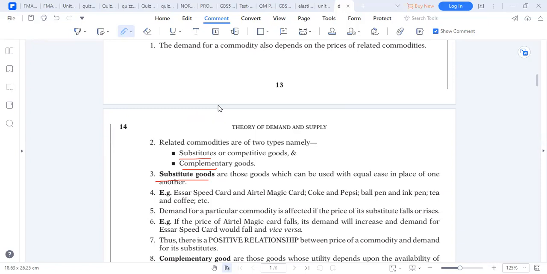Now, I need you to get the principles very clearly. For substitute goods, they have a positive relationship because if the price of good A goes up, meaning the demand for good B will go up. Why? Because you no longer buy good A, you switch to good B. So this is what gives a positive relationship. No wonder the elasticity of substitute goods is always positive.